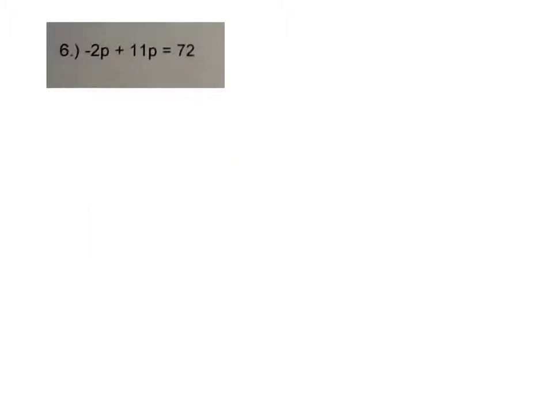Alright, so here we got P's that are on the same side of the equation. We want to get the variable on the same side of the equation and by itself. It's already on the same side, we just have to simplify or combine the like terms here. When you put negative 2p with positive 11p, we get 9p. We still have 72 on the right side.